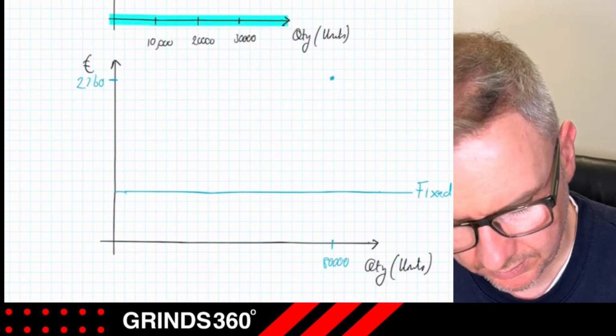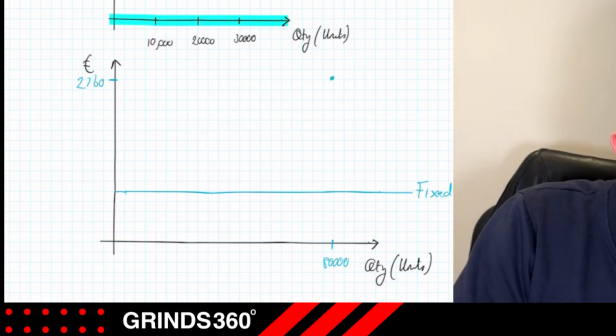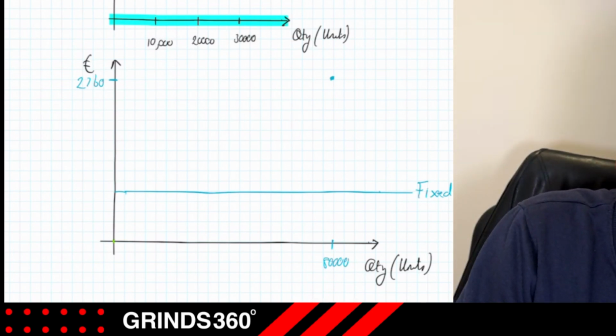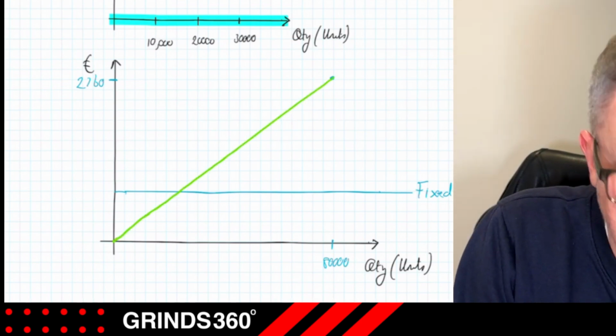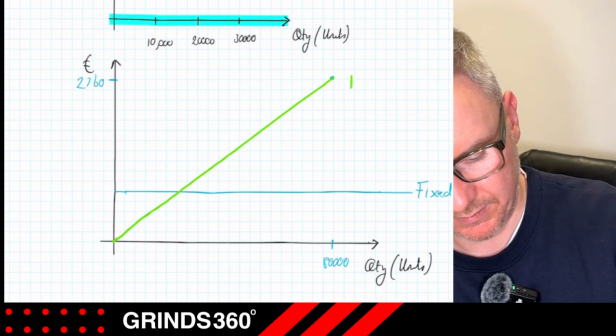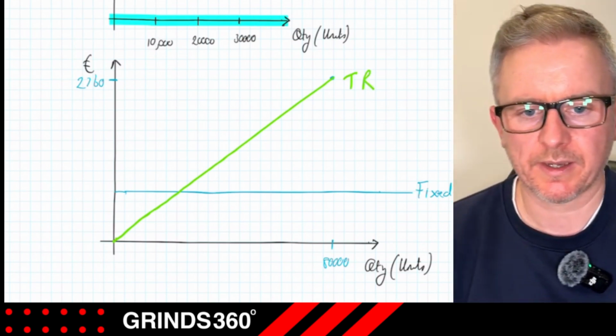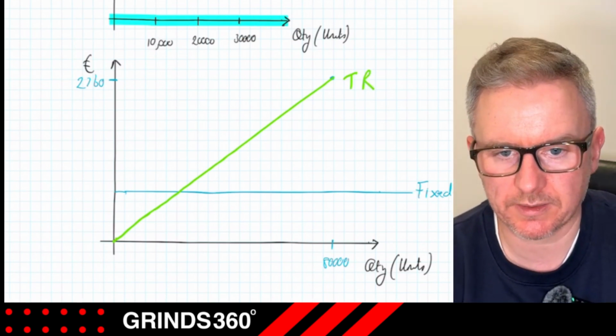And again, I would do it in a different color. I would connect that back. If I don't sell any units, my revenue is 0. If I sell 80,000 of them, the revenue goes up to that 216. Okay, so that's my total revenue line in. So TR. The next thing I need to do is put in my total cost line.